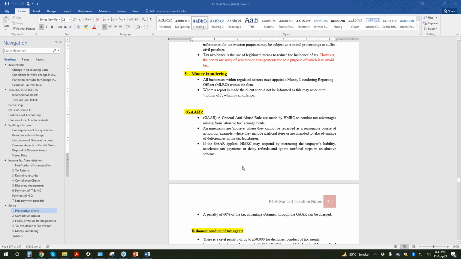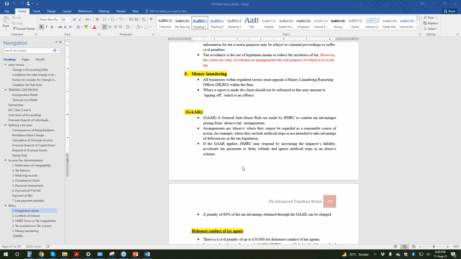GAAR was introduced in your syllabus 2 years back, and HMRC has come up with the idea that there might be a loophole, or a technique or a trick that one may use to take more advantage than he was normally entitled to. So if HMRC comes across any such practice, where the person has tricked HMRC and taken more advantage than he was supposed to by using some of the loopholes in the law, they will consider it as GAAR, General Anti-Abuse Rule.